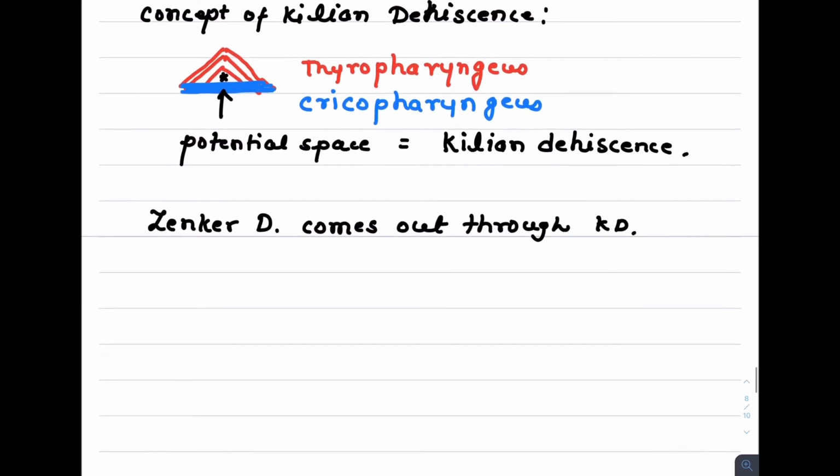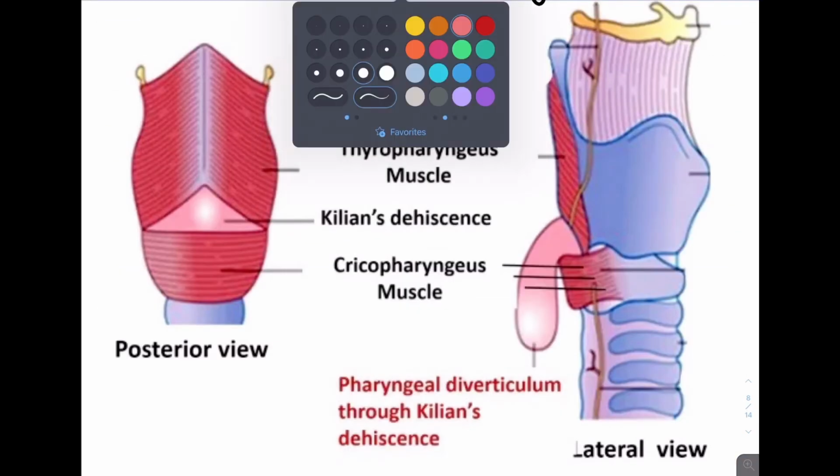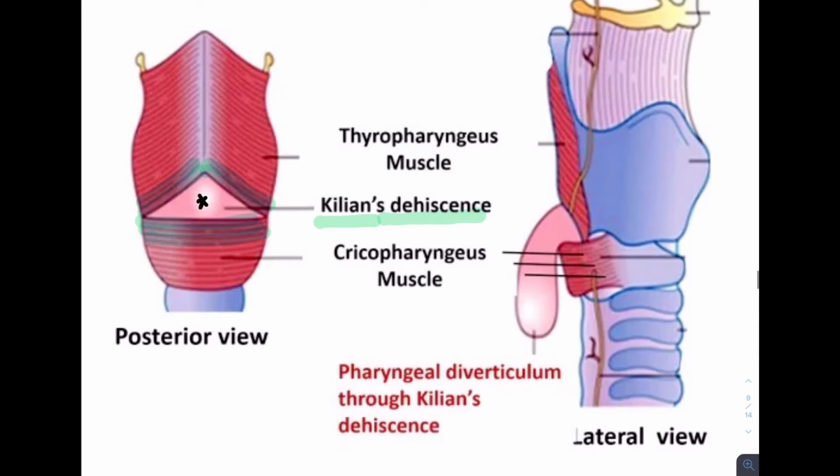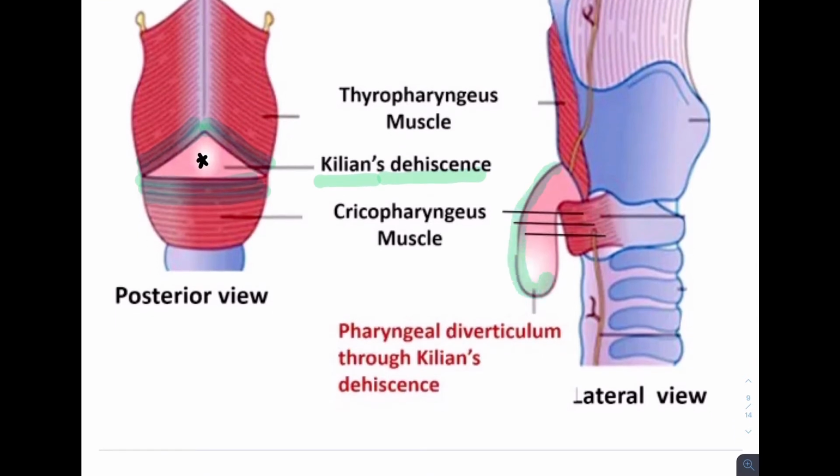Let's see images related to this topic. Friends, can you identify Killian dehiscence here? These are the oblique fibers of the thyropharyngeal muscle. These are the transverse fibers, and in between there is this potential space known as Killian dehiscence. And from this Killian dehiscence, this protrusion is coming out. This is known as pharyngeal diverticulum, also commonly known as Zenker's diverticulum.